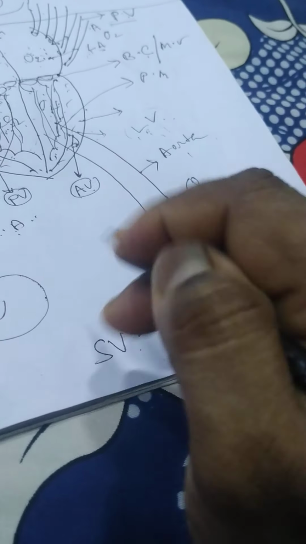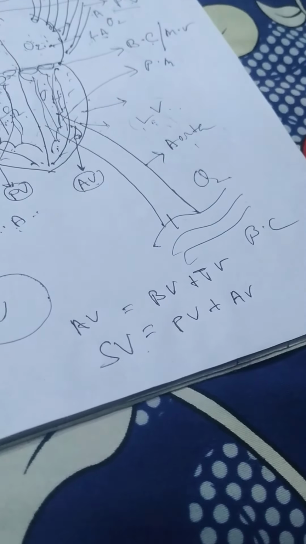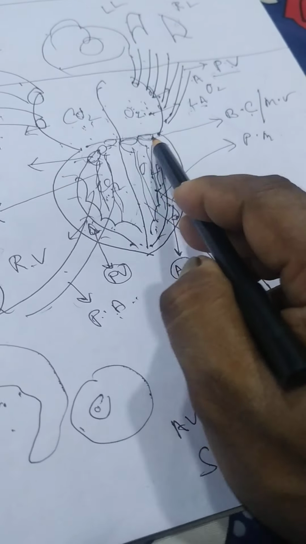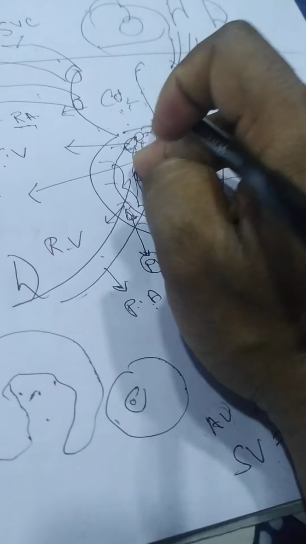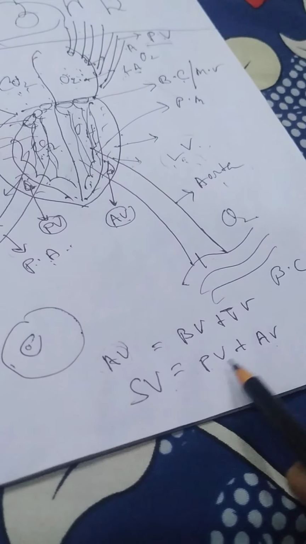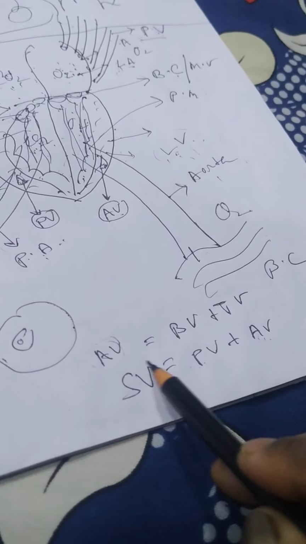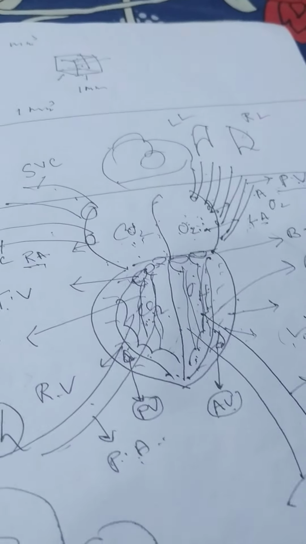The bicuspid valve and tricuspid valve together form the auriculoventricular valve, and the pulmonary valve and aortic valve together form the semilunar valve. Okay, this is the main structure of the heart.